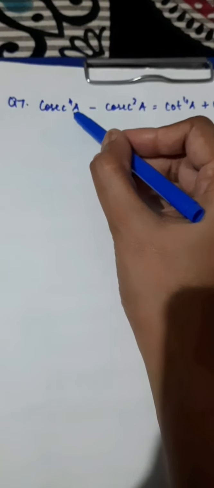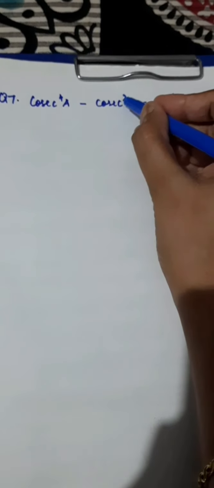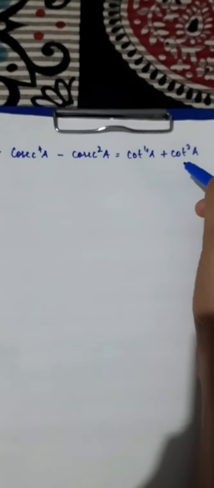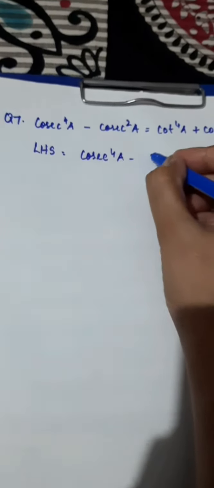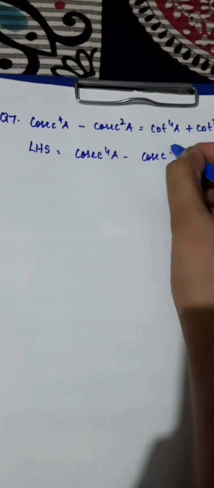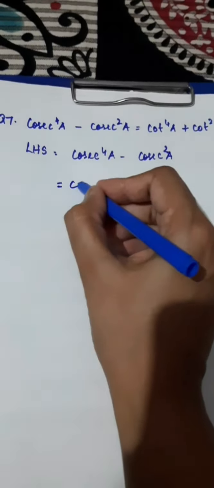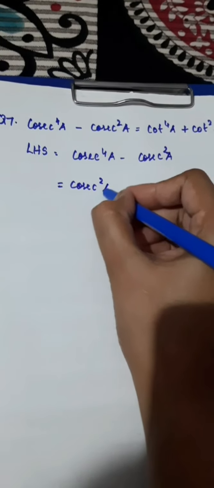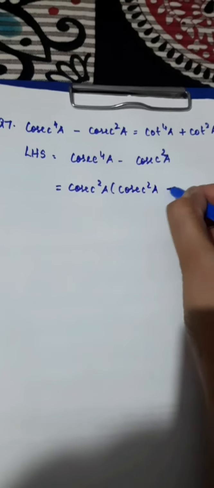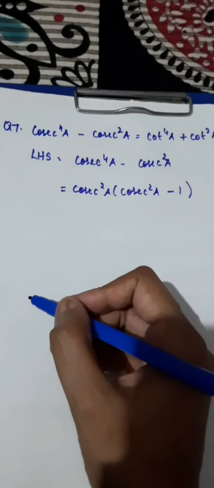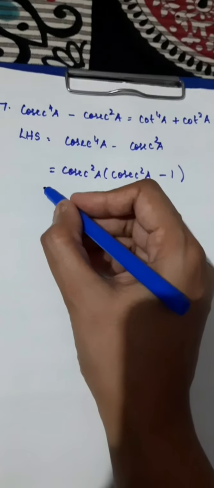Question 7. Cosecant to the power of 4A minus cosecant square A equal to cot to the power of 4A plus cot square A. So by taking the LHS, cosecant to the power of 4A minus cosecant square A, it can be written as, common is cosecant square A, into cosecant square A minus 1.